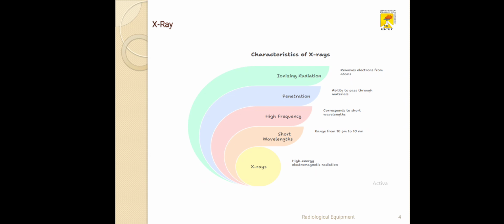The characteristics of X-rays are high energy electromagnetic radiation, short wavelength, high frequency, a very good penetrating power across materials, and ionizing radiation.